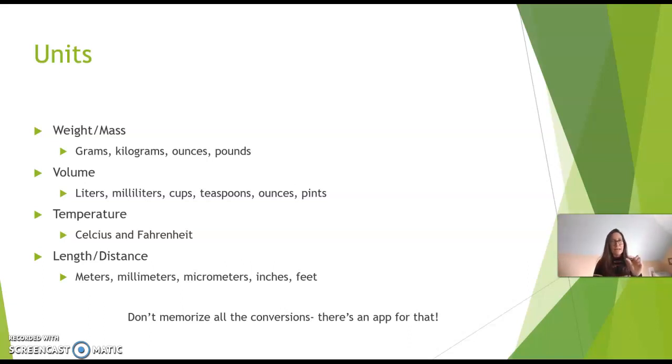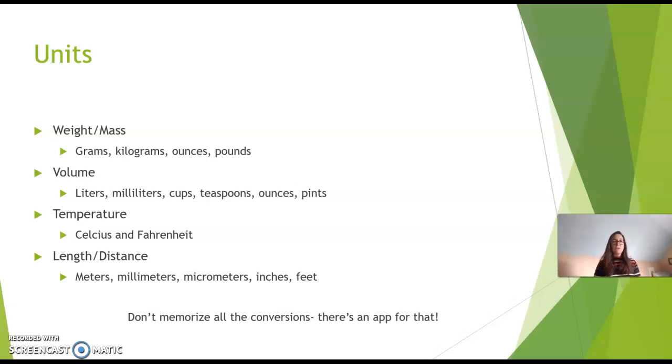A gram is a tiny amount. It's about the weight of a paperclip, whereas an ounce is quite a bit heavier. It is about 28 grams in an ounce. So imagine like 28 paperclips there. Part of a pound. Volume is the amount of space something takes up.